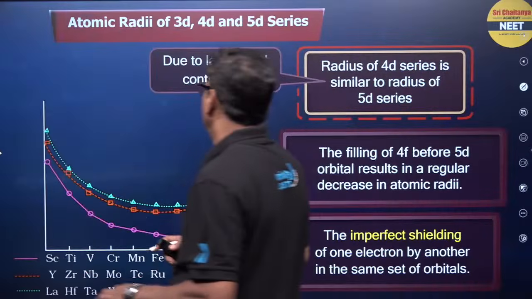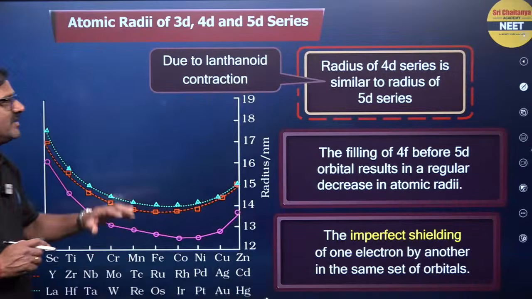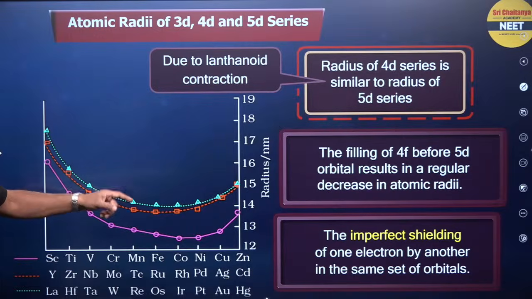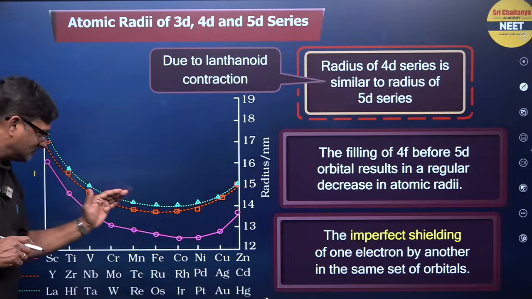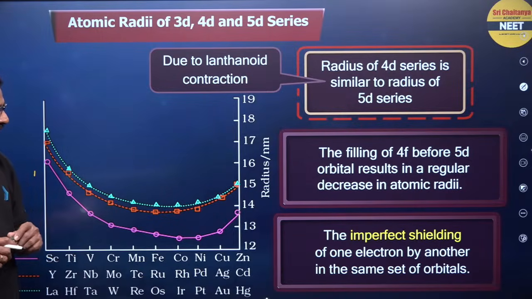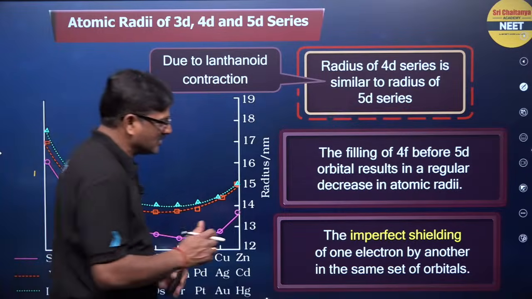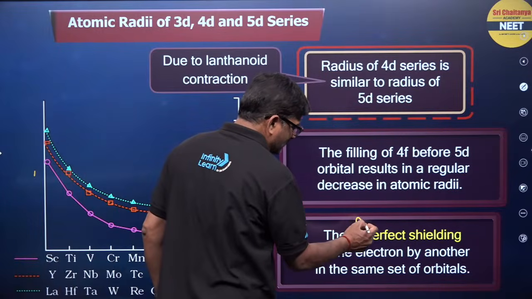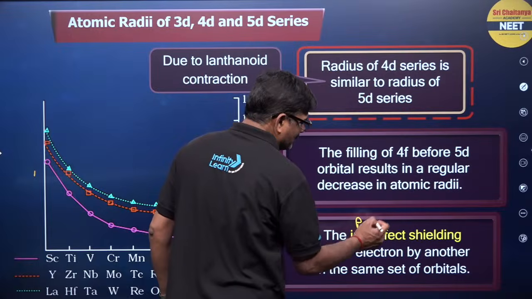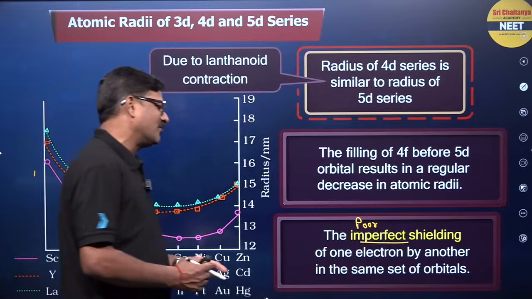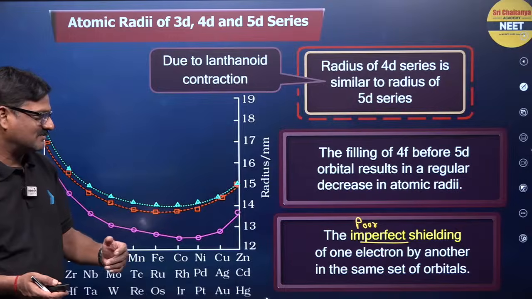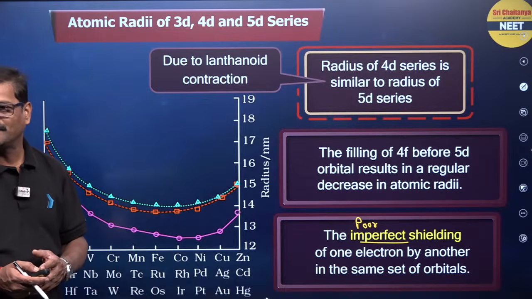Moving ahead, due to lanthanide contraction, the radius of the 4d series is similar to the radius of the 5d series. यहाँ पे दिखाई दे रहा है क्या बच्चों? So the filling of 4f before 5d orbital results in a regular decrease in the atomic size. So imperfect shielding means poor shielding. Textbooks write this term: it is a poor shielding of one electron by another in the same set of orbitals. Fine, beta.